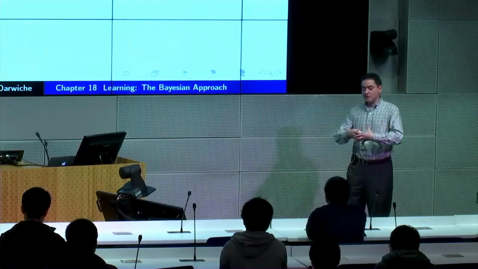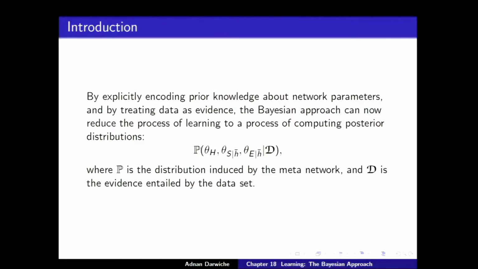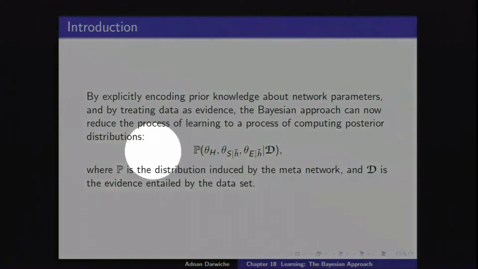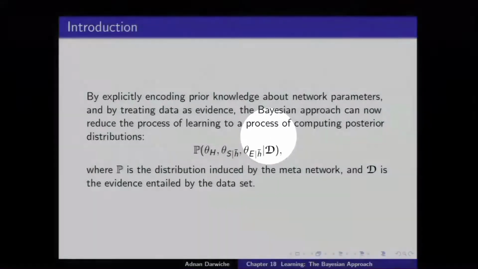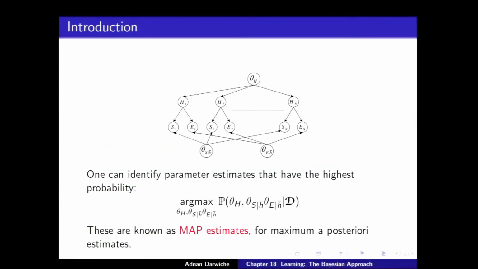When we set up this meta-network, it will specify a distribution that we're going to notate by this to mean the meta-distribution. And really, what's going to happen in learning is doing this kind of computation. This is the data set. It's going to be evidence. And then I'm going to compute posteriors over the parameter set. And that's going to be our basis for inference, as you will see in a little bit.